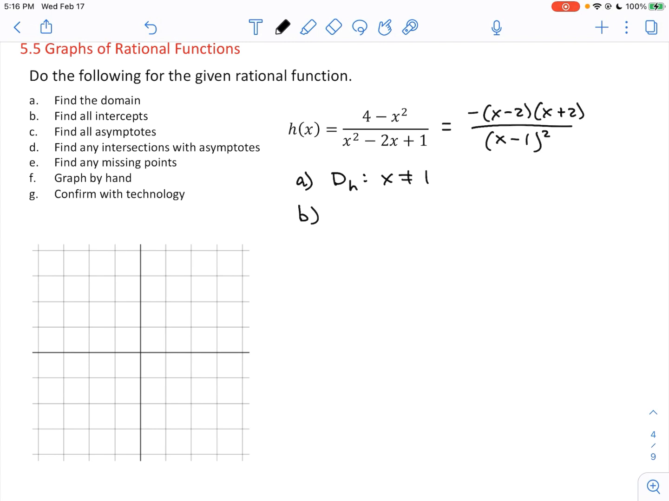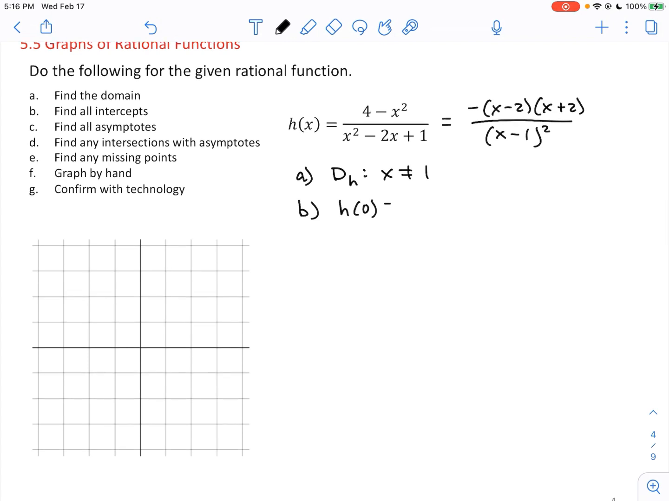Part B, let's do the y-intercept. Let's do h of 0, plug that 0 in for h. We get 4 up top and we get 1 down below, so we get 0, 4 as one point. And now let's set the numerator equal to 0 and solve for x, and we get 2 x-intercepts, 2, 0, and -2, 0.